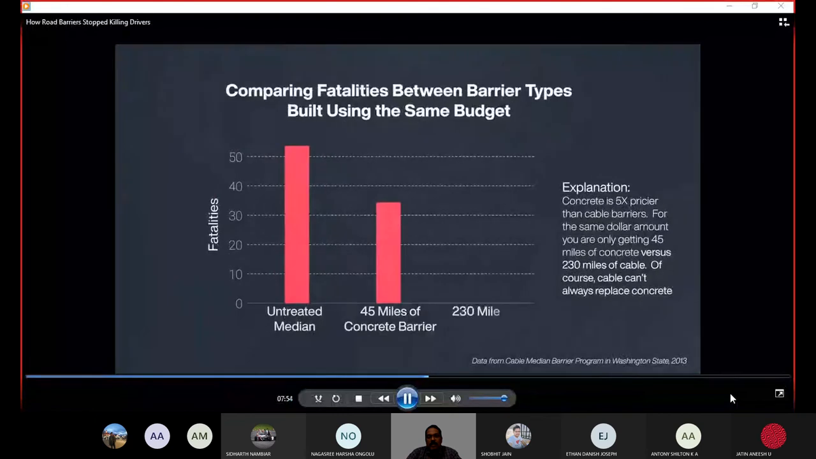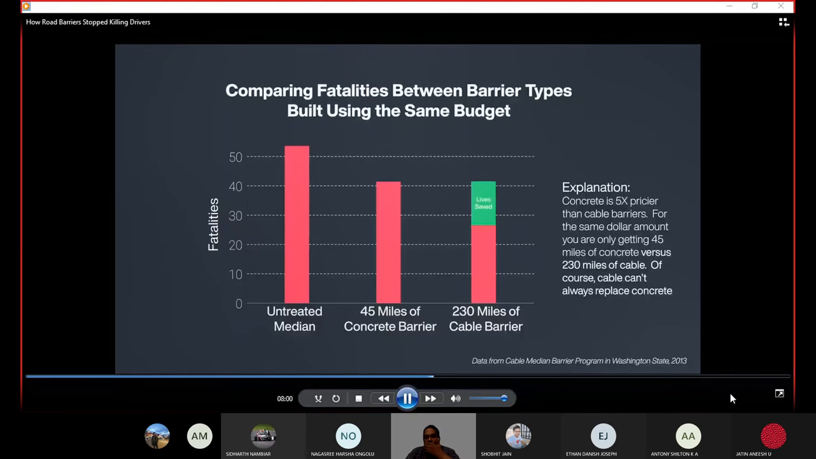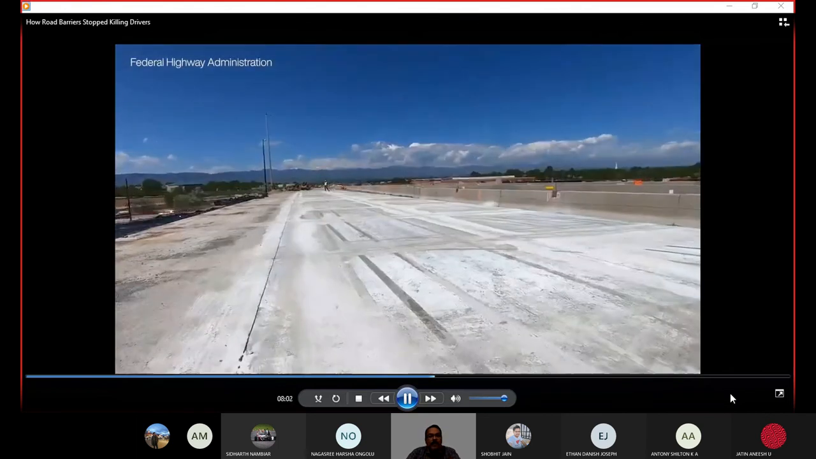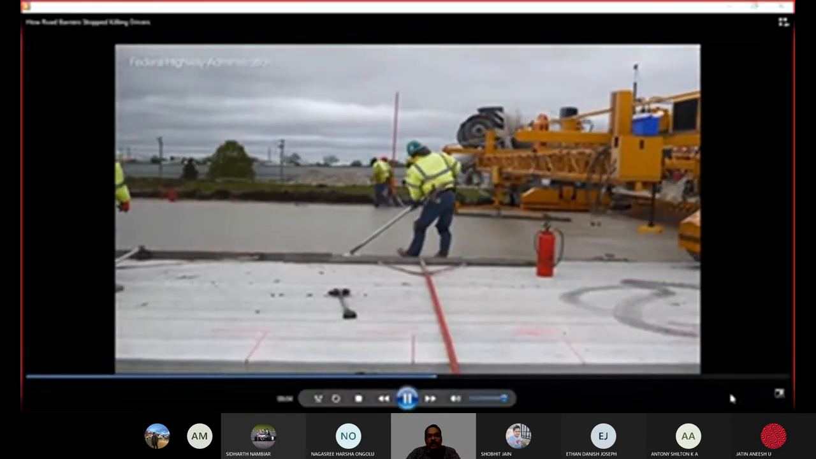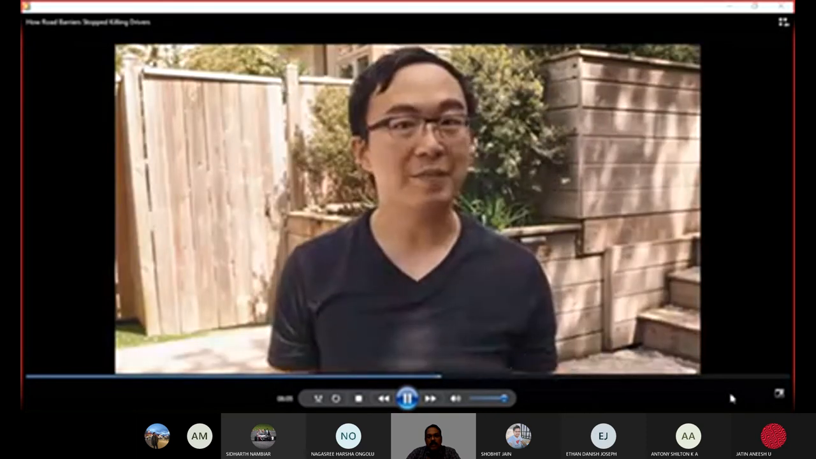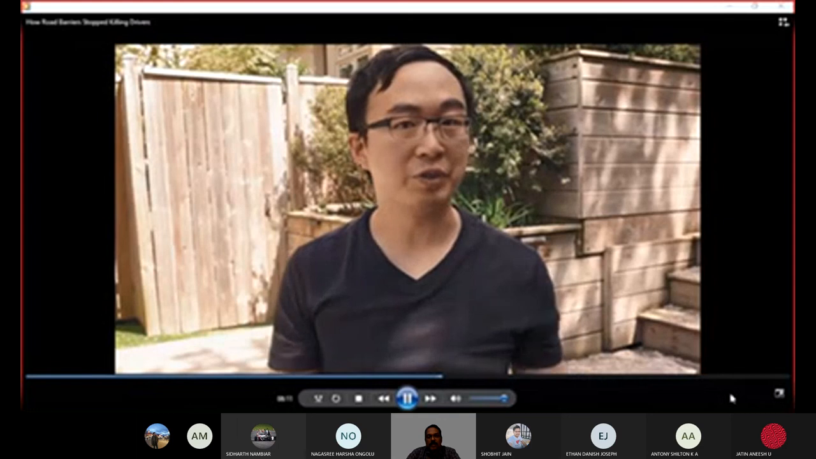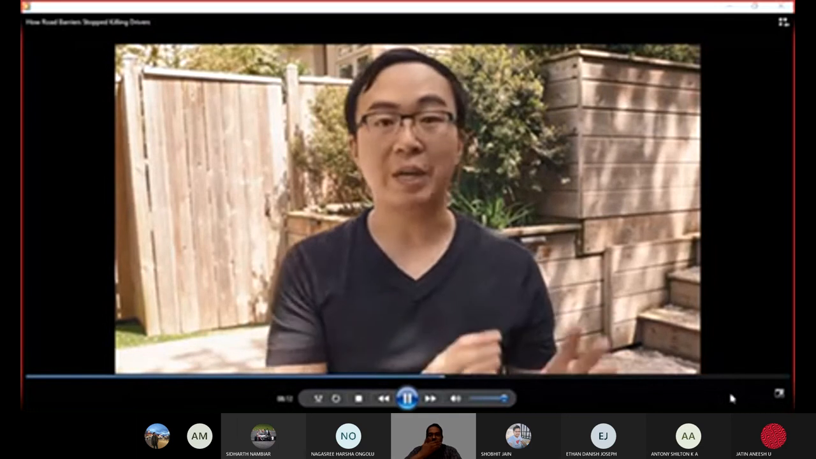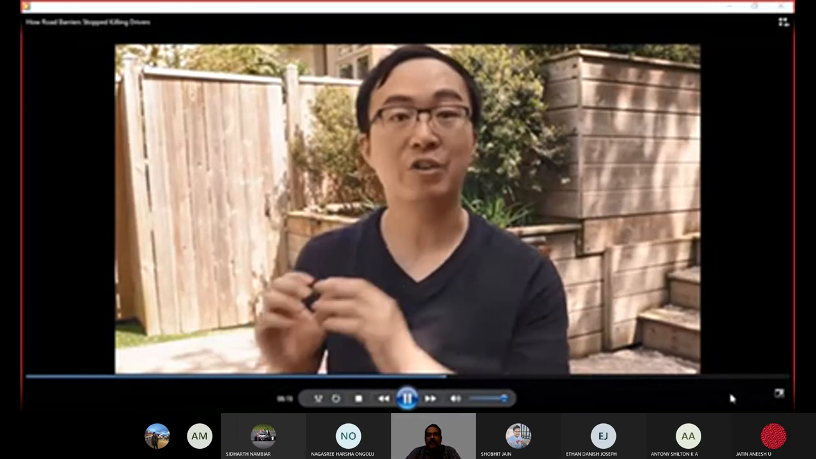More importantly, the lower price lets you build more cable barriers versus other types, and the added length saves more lives. That's important as we don't live in a world with unlimited money, and there are many construction projects and many miles of unprotected roadways. I could keep going, but this isn't a video about cable barriers versus the world. Instead, I wanted to show that each barrier has its benefits and drawbacks.